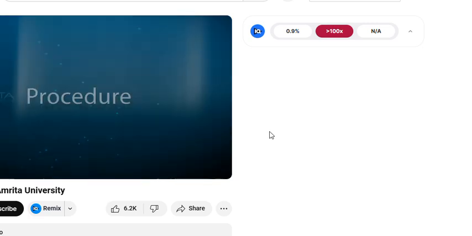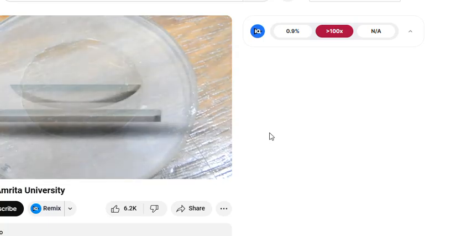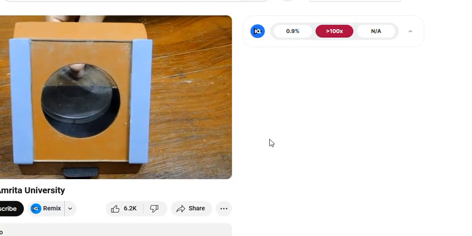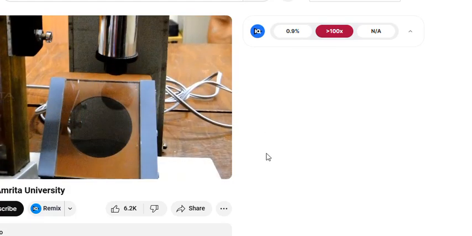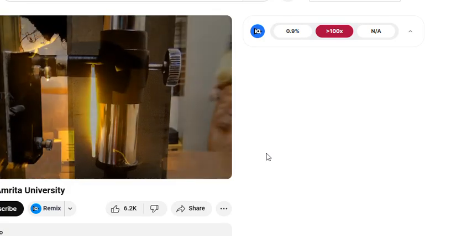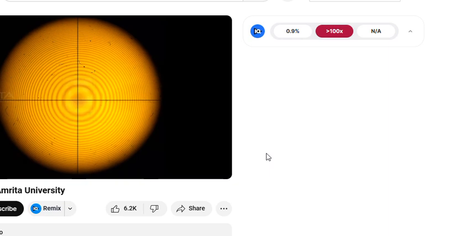Procedure. Turn on the sodium lamp. Place a planar convex lens on the plain glass plate with the curved surface in contact with the glass plate, and place this system inside a mount placed under a traveling microscope. The reflector on the mount will direct light onto the optical system. Focus the traveling microscope to see the bright and dark circular fringes.